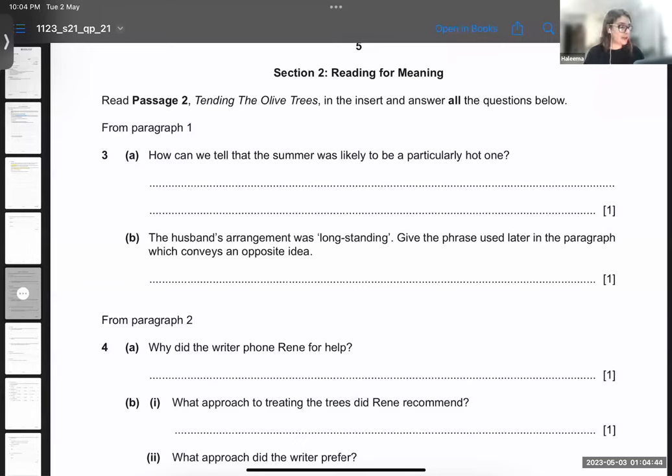If you look at passage two, paragraph one, the question says, how can we tell that the summer was likely to be a particularly hot one? Number one. Secondly, they're asking you, the husband's arrangement was long-standing. Give the phrase used later in the paragraph which conveys an opposite idea.